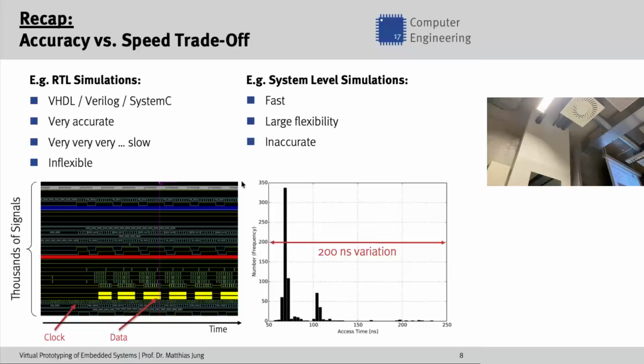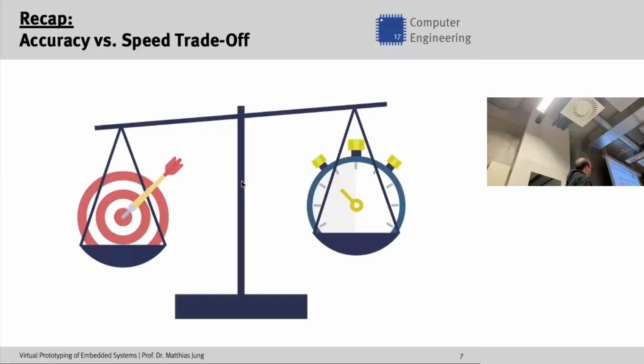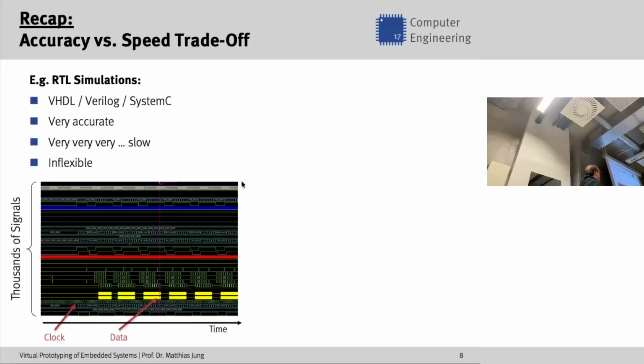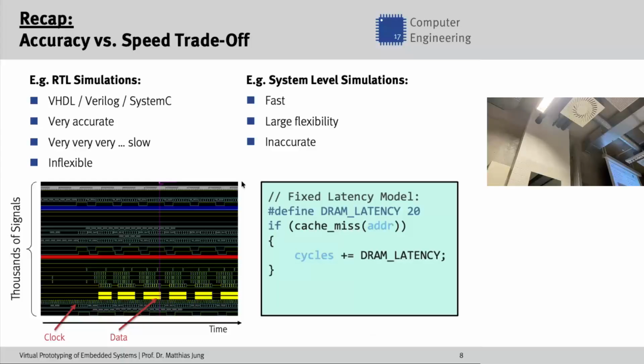And this is the problem. You need to find always a trade-off. And this is what is showed again here, between the accuracy of your simulation and the simulation speed. Yeah? And these are basically the two extremes that we have. So RTL with all the details, or very fast model, but we lose a lot of information.